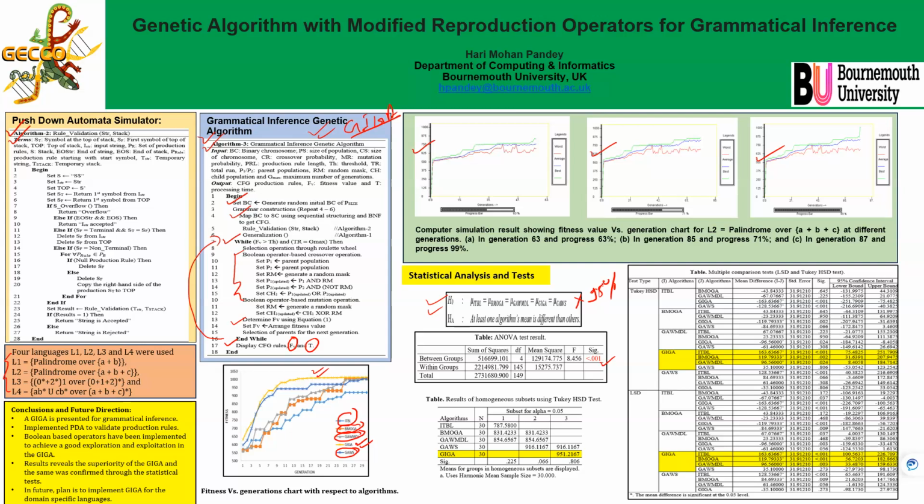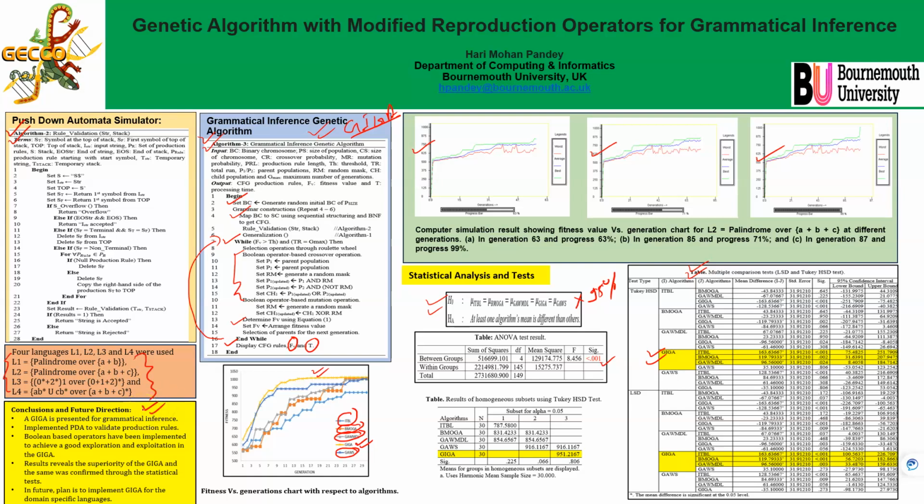And in order to determine which algorithm is responsible for this rejection, we conducted a multiple comparison test. The result of the multiple comparison test reveals that our algorithm showed significantly better performance as compared to the other 4 algorithms, or higher fitness values, as compared to the other 4 algorithms we implemented on these 4 languages.